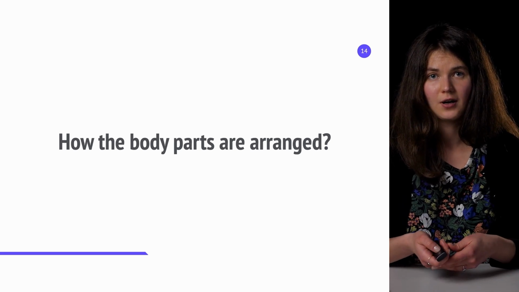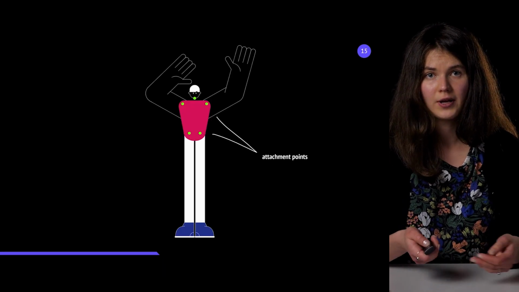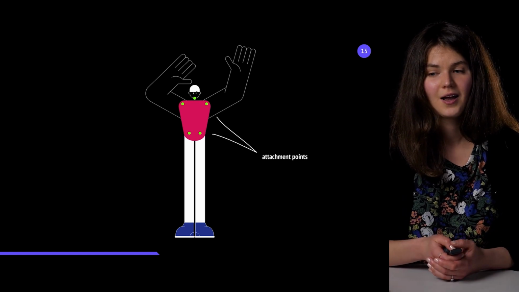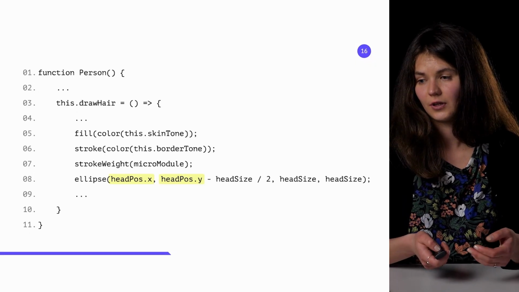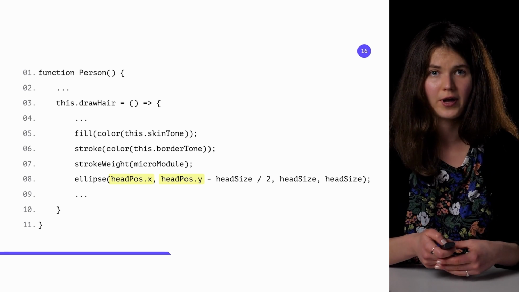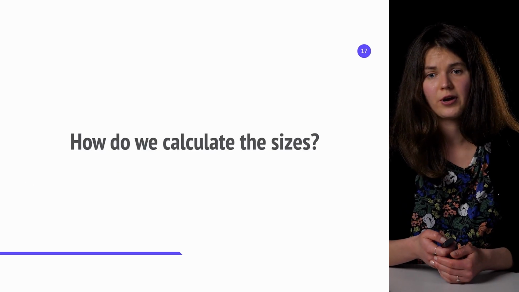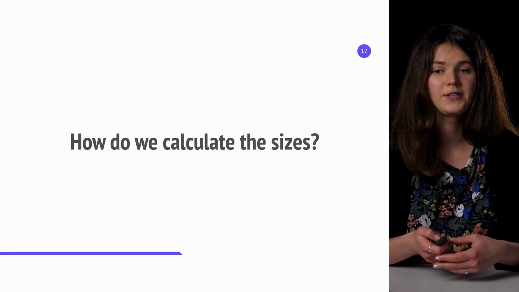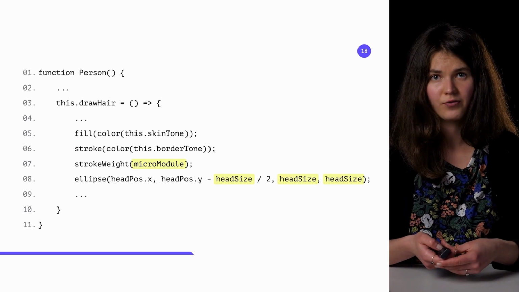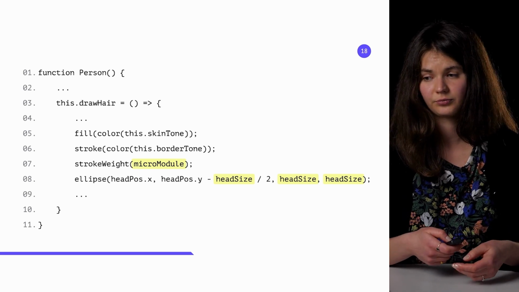And you may wonder how the body parts are arranged. Actually, we set some attachment points at the character's body where we attach arms, legs, and head. And to draw the character's hair, we use the position of the head as an anchor. And the other question that may arise is how do we calculate the sizes? Similarly, we use just predefined variables for sizes and use them in our function.